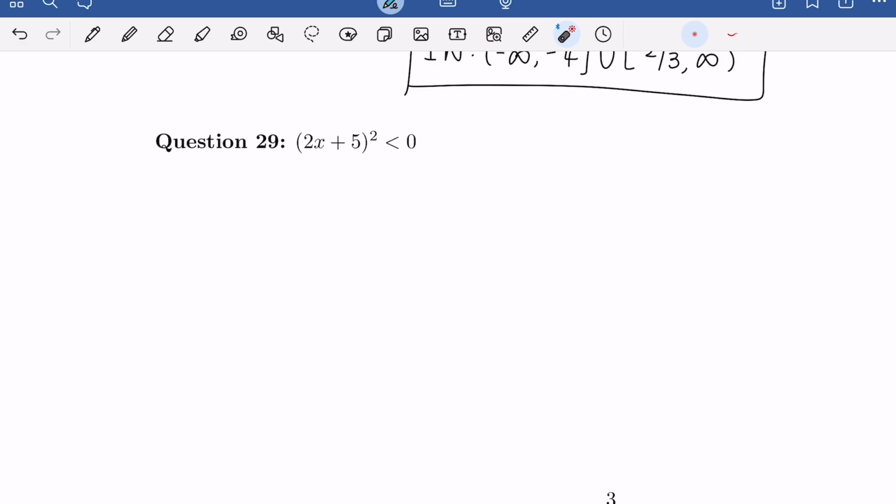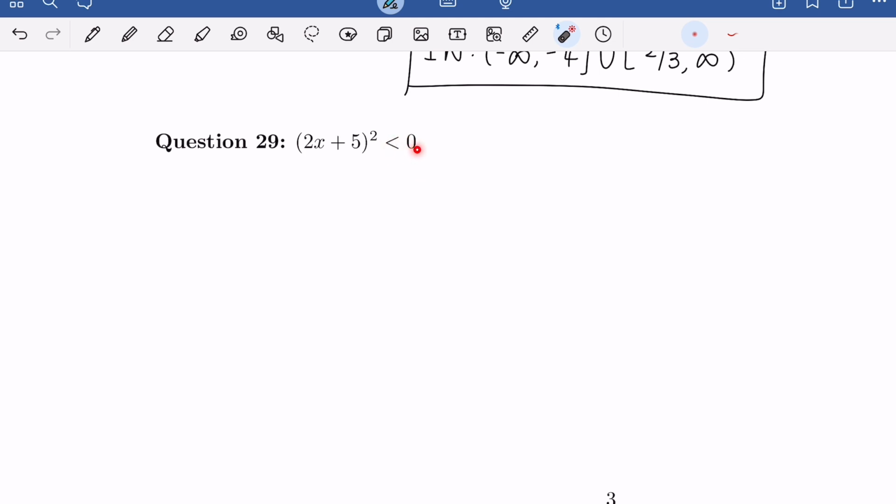All right, so for this next example, we want to figure out what x values will make this statement true. And before we do the process that we saw in the last example, we kind of want to think about what this question is asking. We're saying, are there any x values that will make this whole thing squared less than 0? And the answer to this is no.